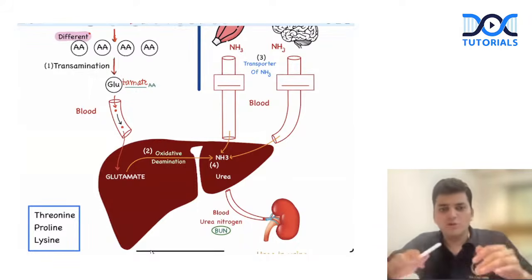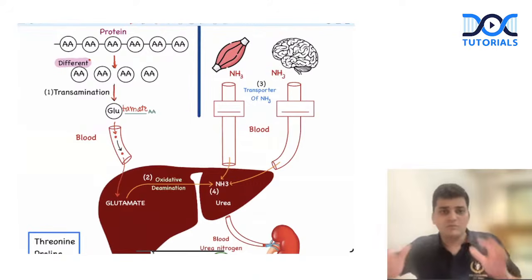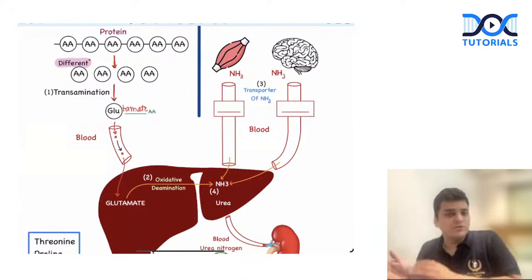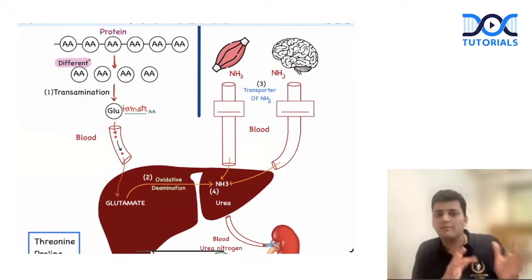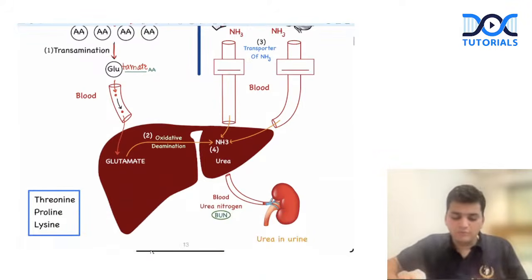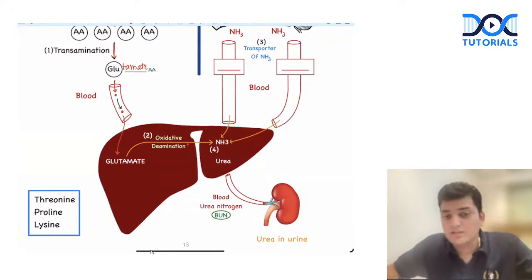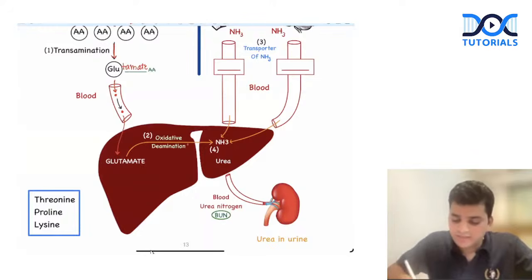So now the problem is solved because glutamate is the one who agreed to give the ammonia to the liver. We converted all the different amino acids that were not agreeing into glutamate. The glutamate will go to the liver and donate the ammonia. If you remove the ammonia from the glutamate, that is called deamination. This process occurs in the presence of oxygen, so it's called oxidative deamination. And this is what we wanted, right? We wanted the ammonia to reach the liver.